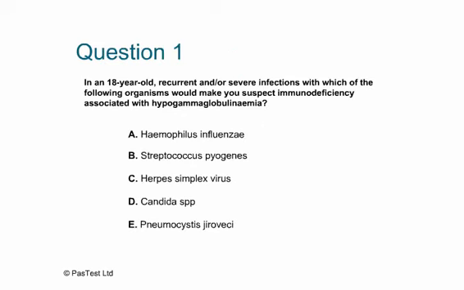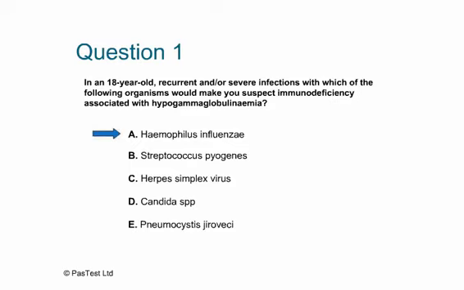So today we'll start with a question. In an 18-year-old, recurrent and/or severe infections with which of the following organisms would make you suspect immunodeficiency associated with hypogammaglobulinemia? Haemophilus influenzae, Streptococcus pyogenes, herpes simplex virus, Candida species, and Pneumocystis jirovecii. And the answer is Haemophilus influenzae.